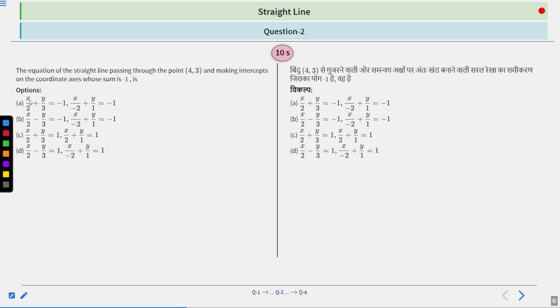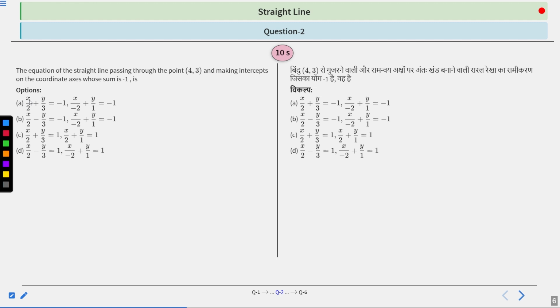Suppose the straight line is making intercept A, 0 with x-axis and 0, B with y-axis, right? Therefore, the equation of a straight line will be x by A plus y by B is equal to 1, right? Clear? Now, the straight line is passing through (4, 3), so we will put 4 and 3 in place of x and y coordinates, right? Also, the sum of intercepts with coordinate axis is -1, that is A plus B is -1.